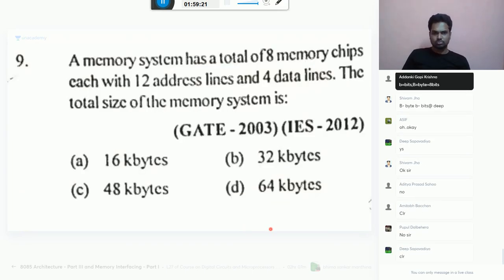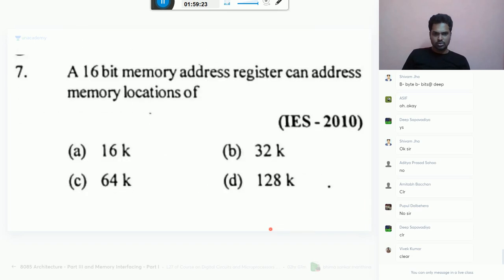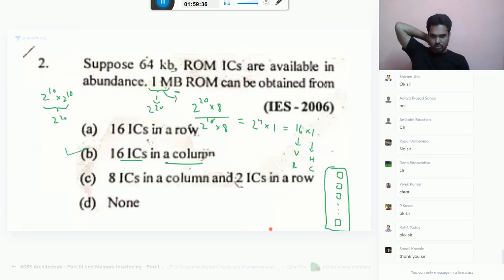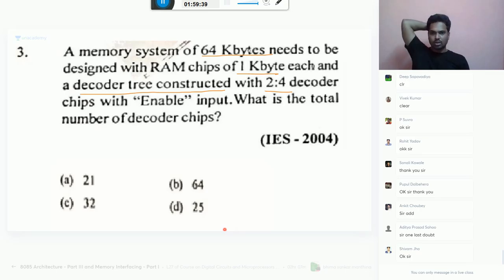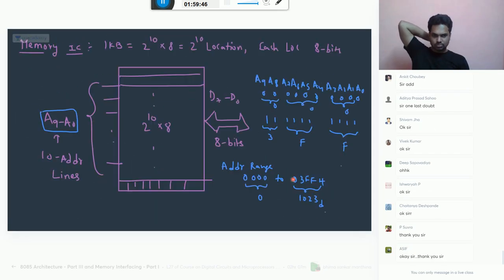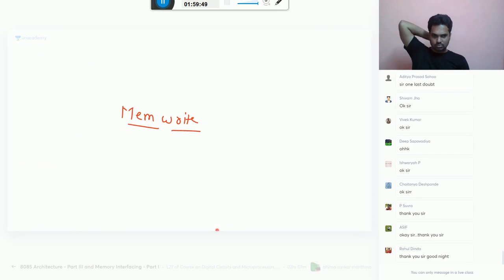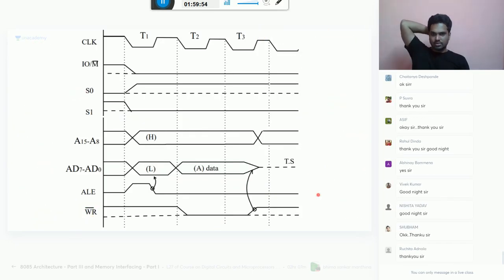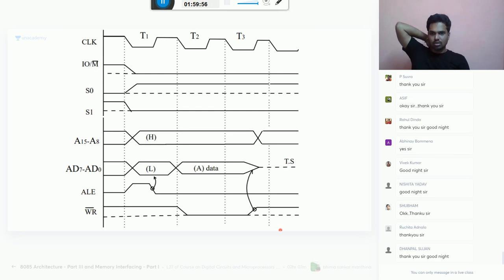So I have loaded these questions. You can try. Tomorrow we will continue. I have another class now, so tomorrow we will continue. No problem. You can make it as a practice. We'll discuss the memory interfacing tomorrow, instruction set also tomorrow. And yeah, you can ask Aditya. Let me clear Abhinay's doubt. Abhinay, you are there? Good night, guys.